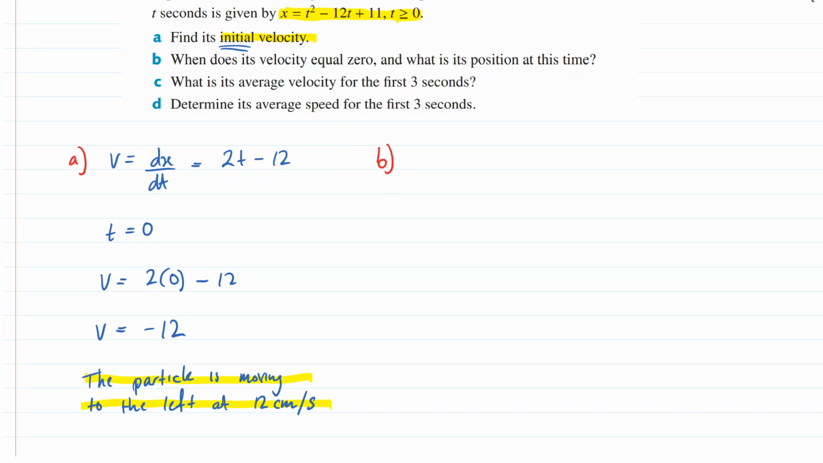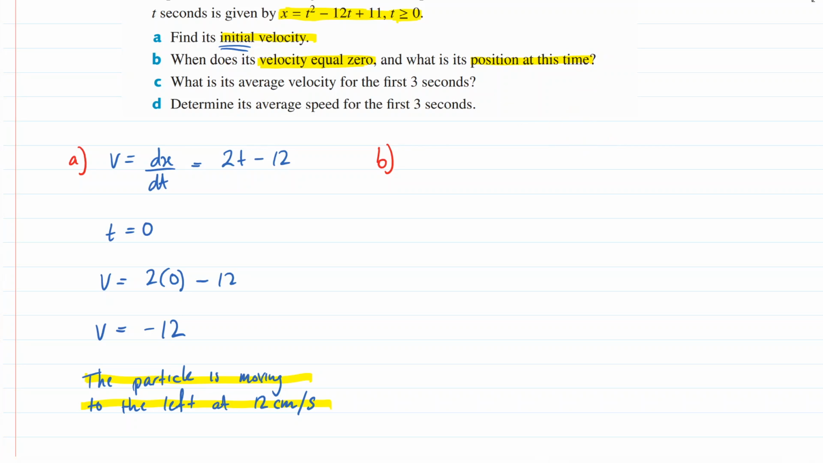Let's grab our highlighter. Remember, in a test or even these questions in your textbook, make sure that you're underlining keywords. When does its velocity equal 0? So what does that mean? That means when is it stationary? If the velocity is equal to 0, it means when is it stationary? And what is the position at this time?